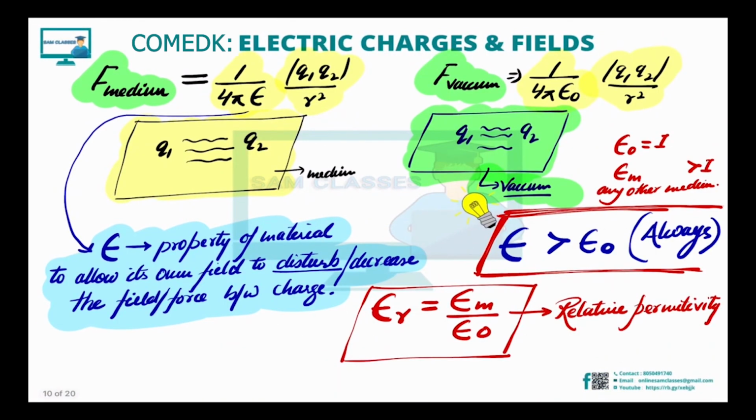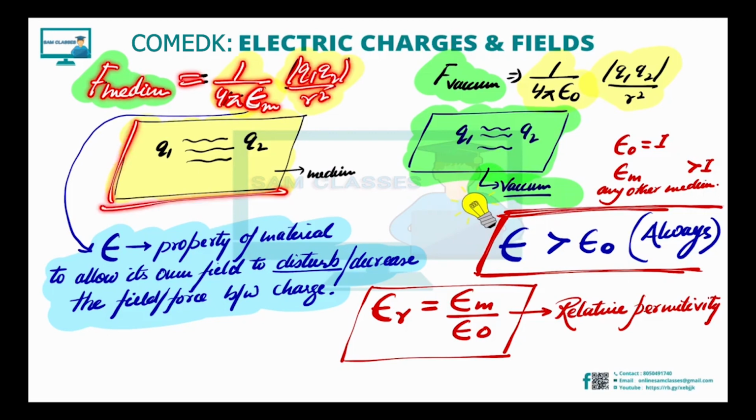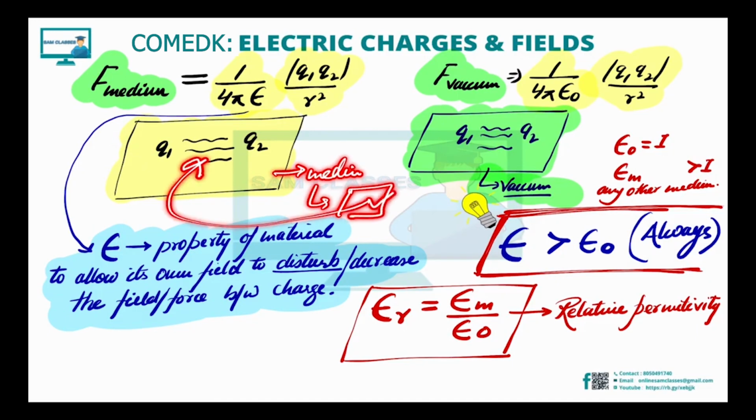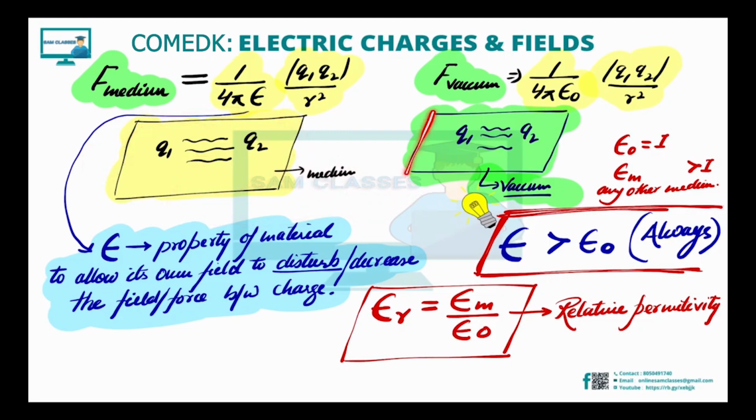And the force concept: let's say you have a medium. The force in a medium is 1 by 4 pi epsilon, for the medium or m you can write, Q1 Q2 by R square. Now what is happening in a medium is there are two charges, let's say Q1 and Q2, having a very great bond, very great interaction. And the medium created its own field to disturb them. Since the field created by the medium was strong, these two forces got disturbed, and the force in the medium for these two charges got reduced. Correct. Now, in the vacuum, what happened?